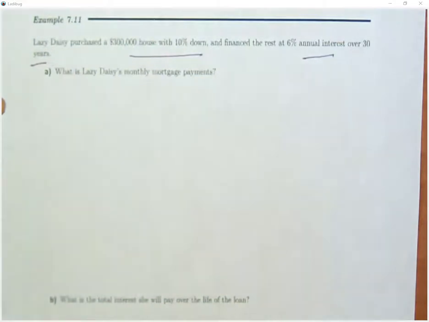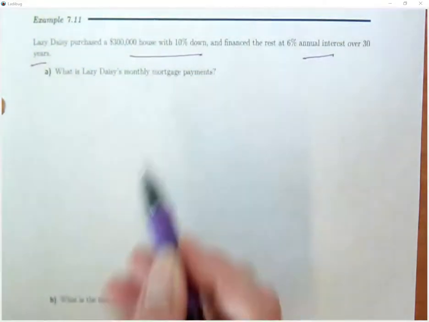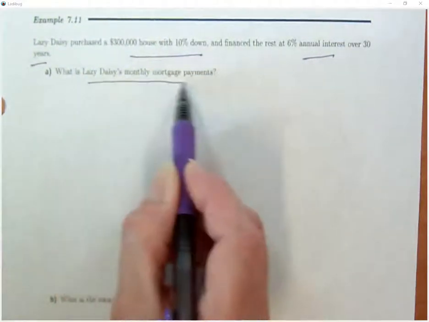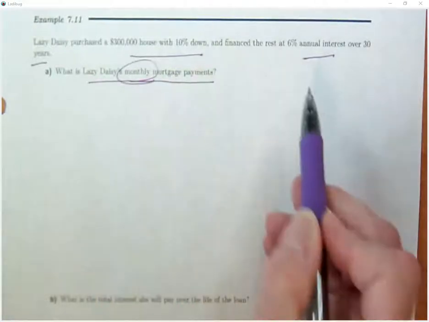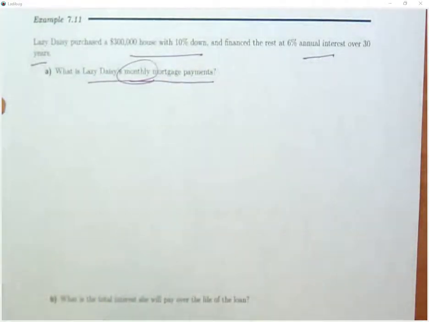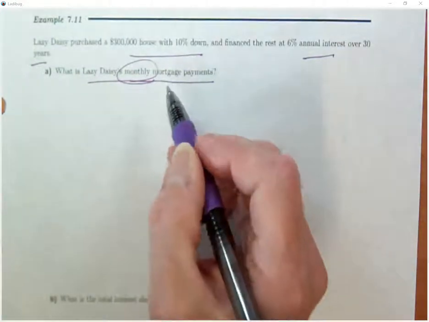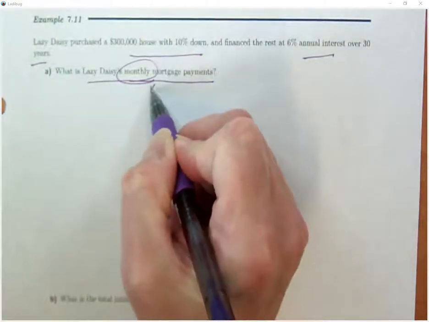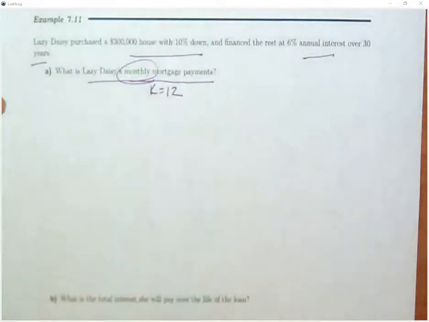So, oh, here it is. What is Lazy Daisy's monthly mortgage payments? So we would want everything to match as we were given that note before. So we are going to have K as 12. So that's our clue right there. And then you're going to have to figure out the total interest you'd pay for the loan.